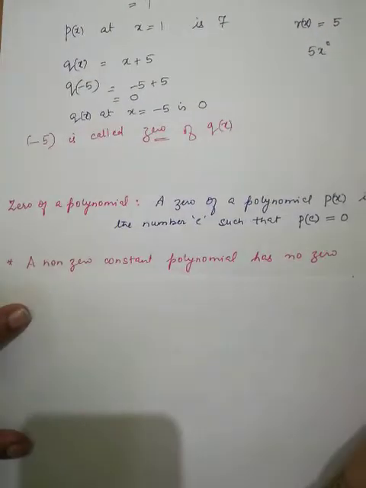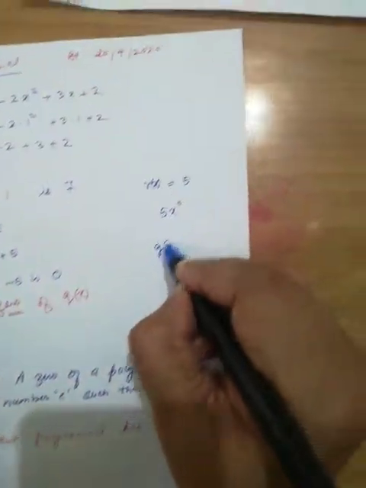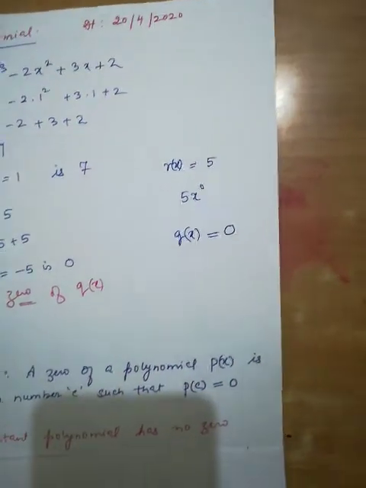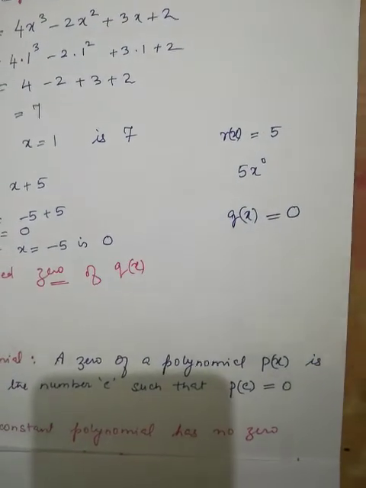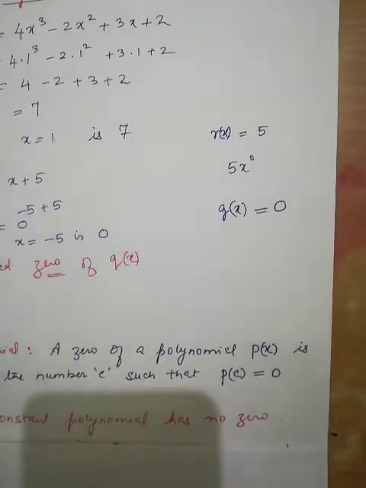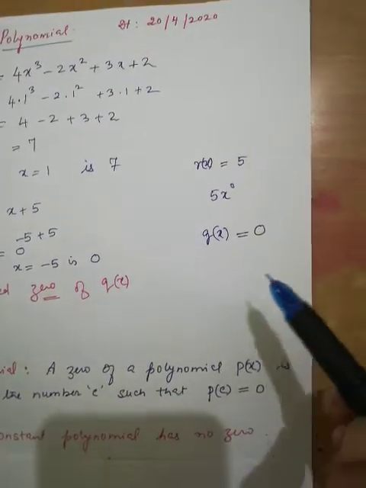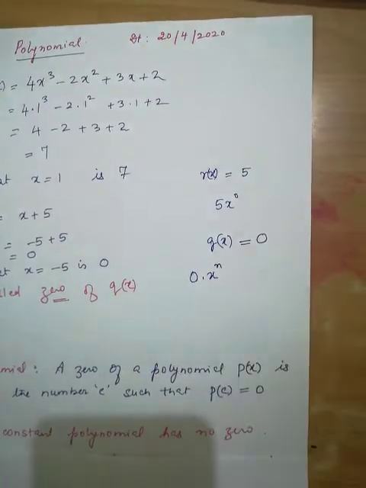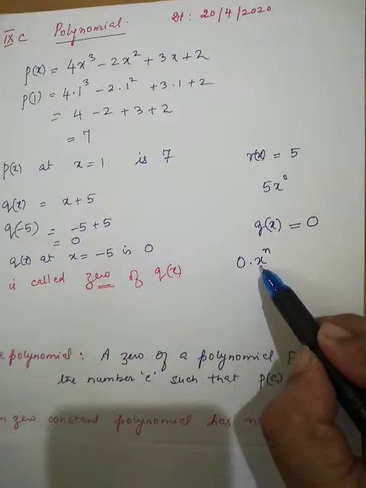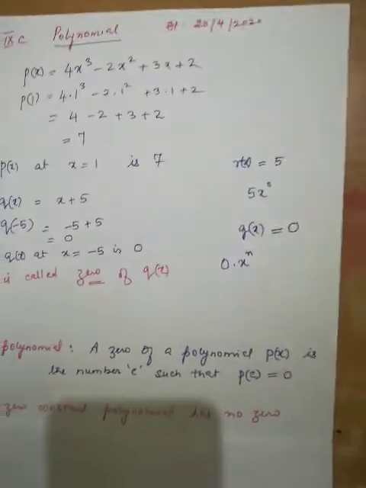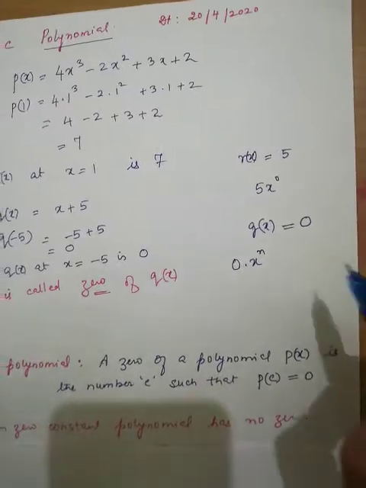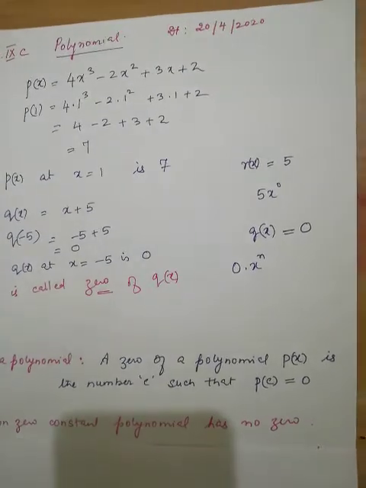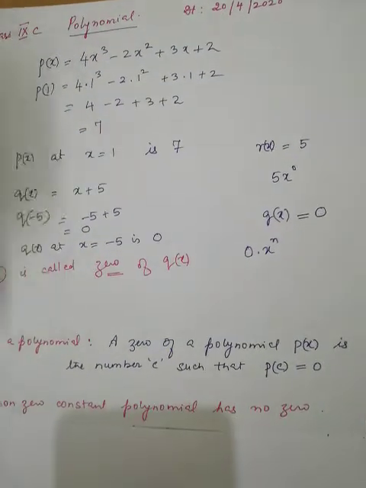Okay, so another example let me take. g(x), and this time I will take the polynomial as 0. You know that 0 is also a polynomial, and this is known as the zero polynomial, right? Now what will be the zero of this? Zero can be written as 0 times x to the power any number, right? Whatever value you put for x, the answer will always be 0. Therefore, the zero polynomial has all the real numbers as zeros.